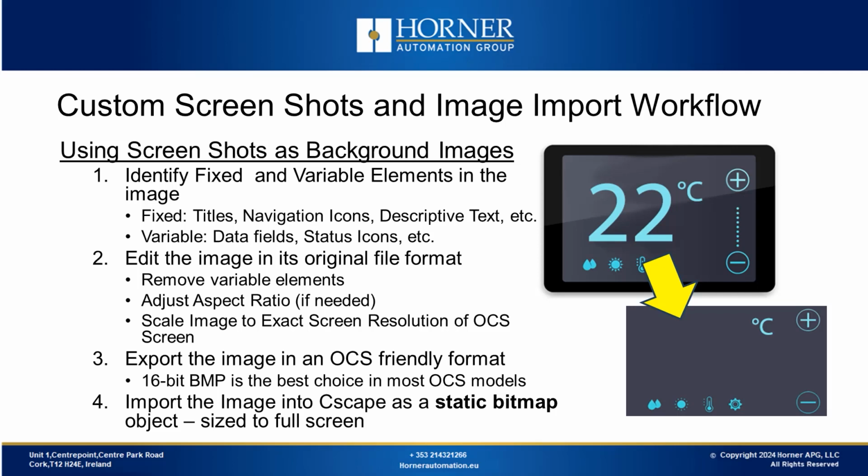We then want to adjust the graphics so that we have the correct dimensions for the OCS screen, both in terms of aspect ratio and size in terms of pixels, so we can easily import the graphic into the Horner OCS. We also need to pick a file format that's friendly to the Horner OCS. BMP files or bitmap files with a 16-bit color depth are a suitable choice for most OCS models, as there's no interpretation of the colors or pixels, so no compression or decompression of the graphic is needed. Finally, we would import this graphic into Cscape as a static bitmap object.